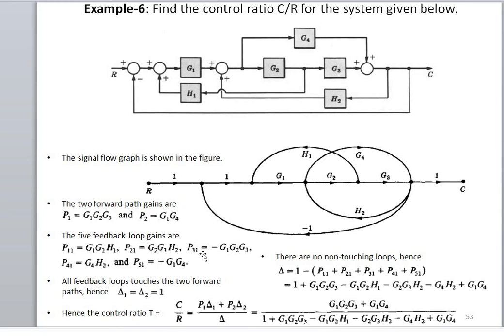Now we have to write the equation. Our equation is C by R equal to the sum from i equal to 1 to n of Pi delta i, divided by delta. How many forward paths are there? We can see there are 2 forward paths, and n is equal to 2. So our control ratio or transfer function is C by R equal to P1 delta 1 plus P2 delta 2, divided by delta. That is represented here. So this is our final transfer function. Thank you.